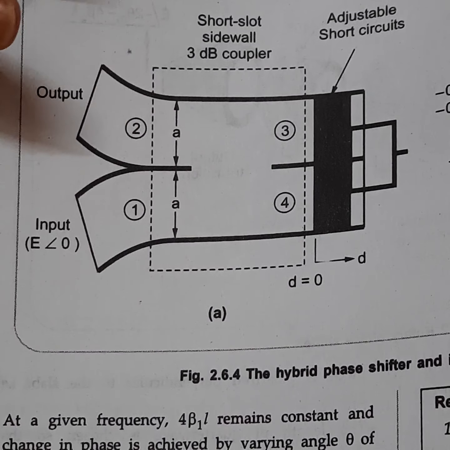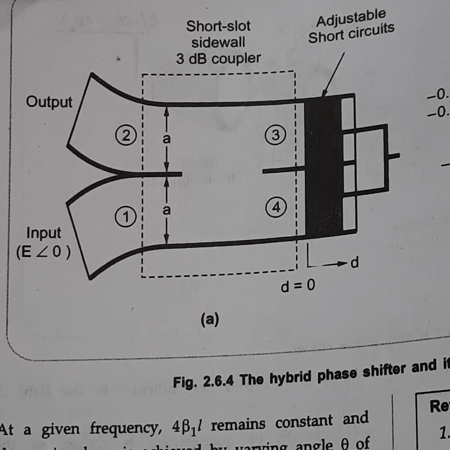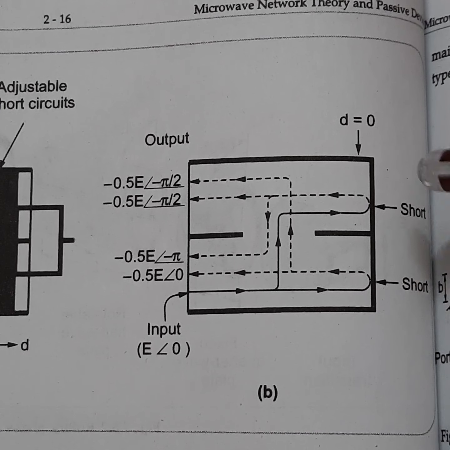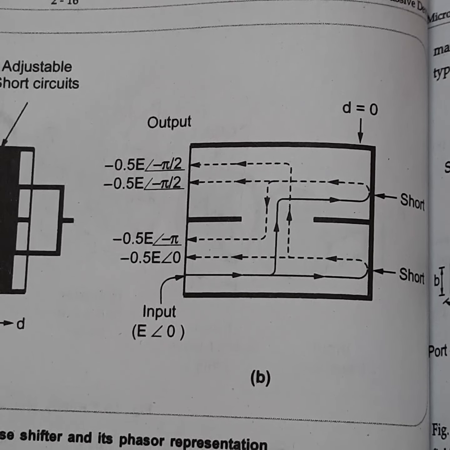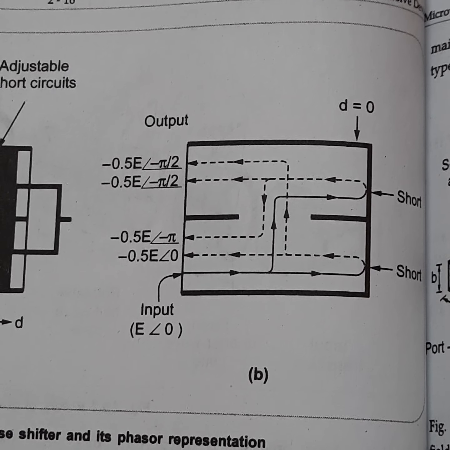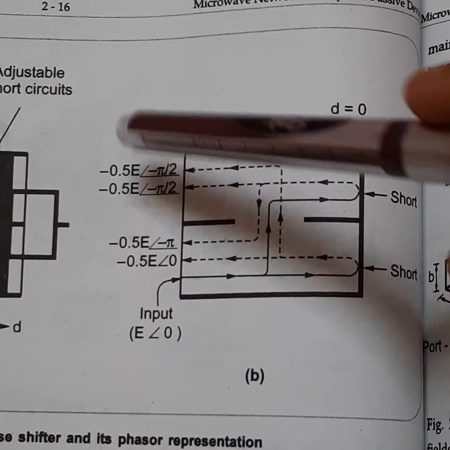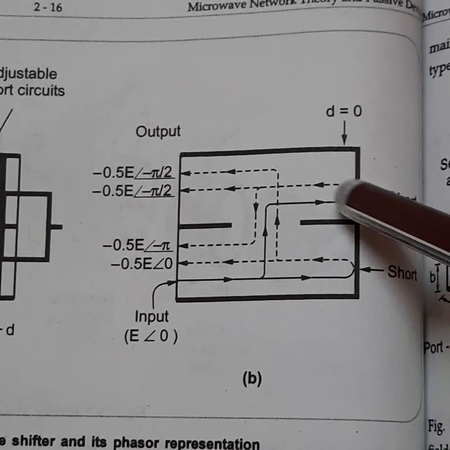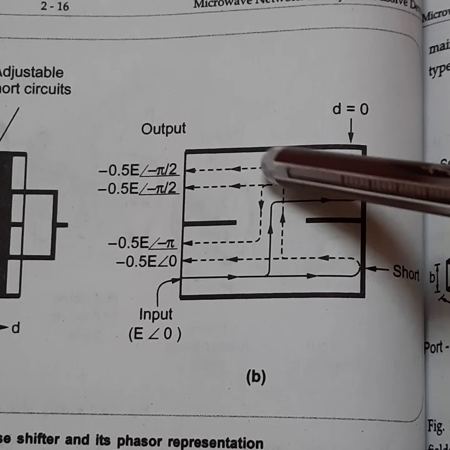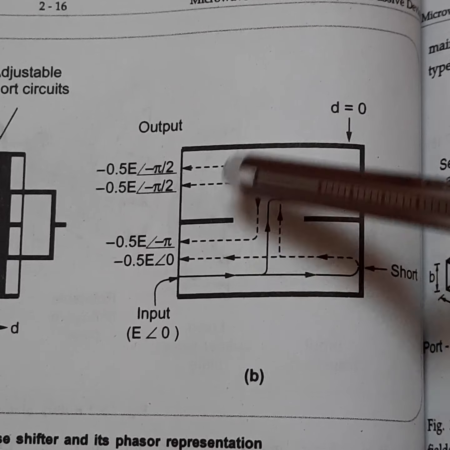So the name is hybrid phase shifter. The phasor representation is also there for this. This gives us the phasor representation of the hybrid phase shifter. You can observe the shorts on these two ends. There is an input and an output. When we apply the input, it equally divides between port 3 and 4, and it won't enter port 2, which is the output end. You can observe this.